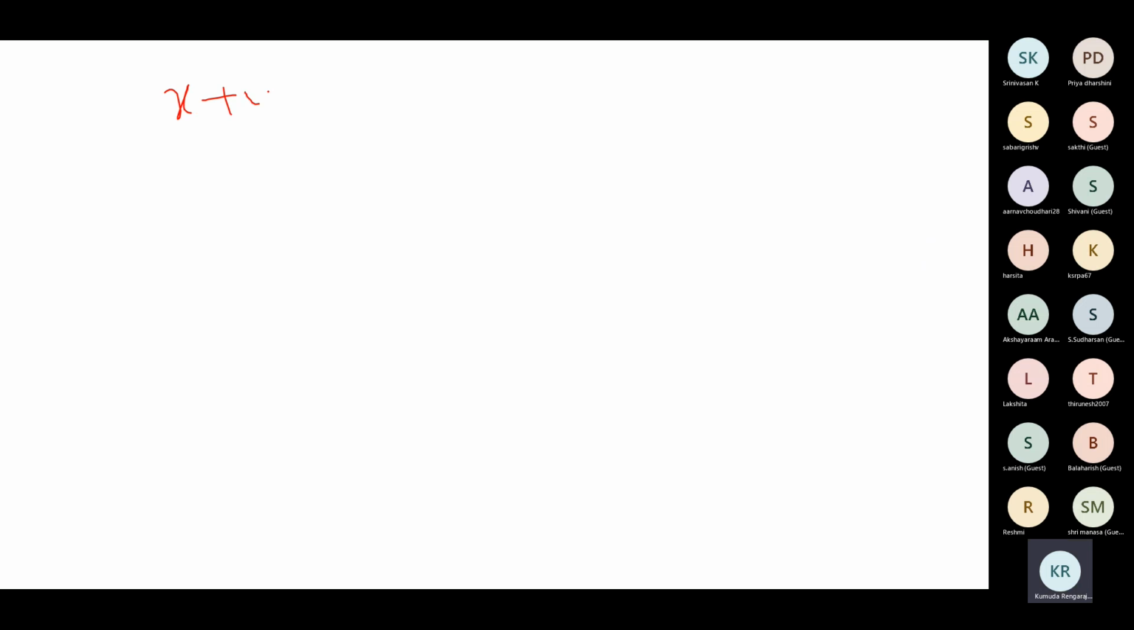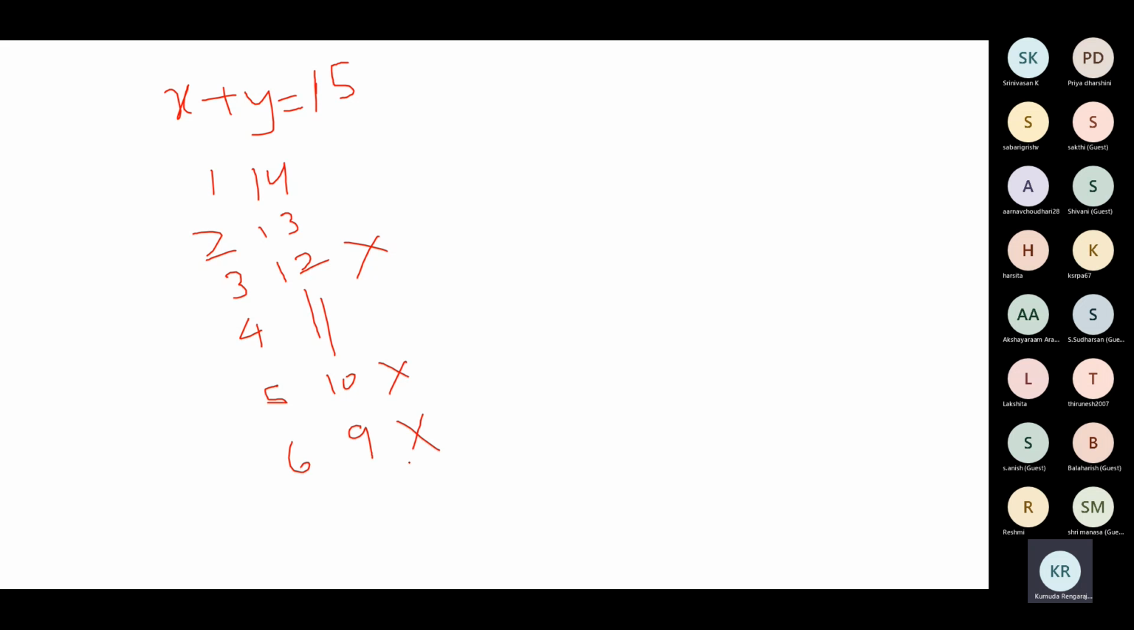So we got x plus y is equal to 15. 1 and 14, 2 and 13, 3 and 12 not possible. 4 and 11, possible. 5 and 10, not possible, their HCF is 5, they're not co-prime. 6 and 9, no, because their HCF is 3. 7 and 8, possible. 8 and 7 again, we'll get the same numbers. 9 and 6, 10 and 5, we'll get the same thing. So this is also a repetition.